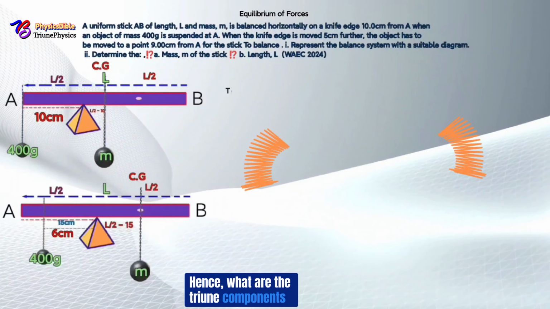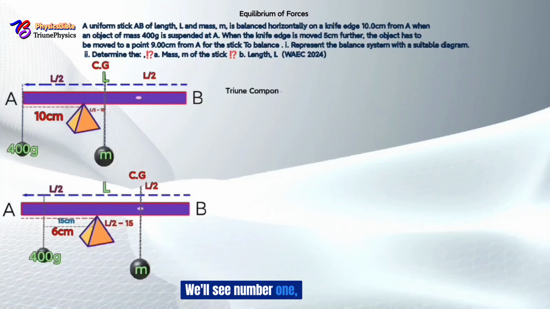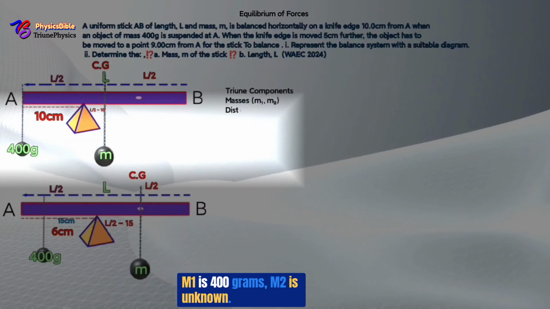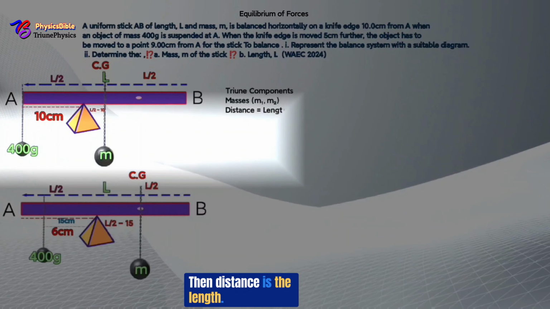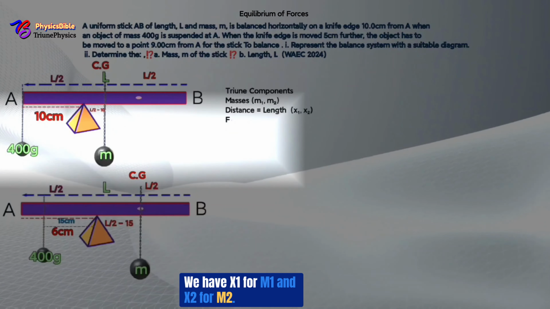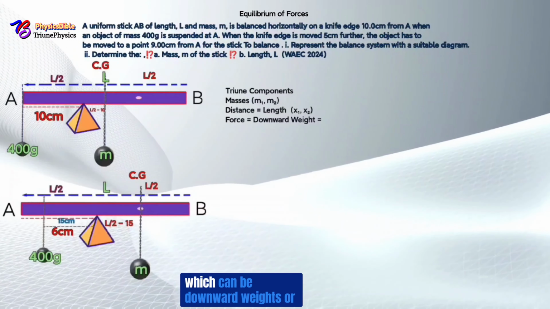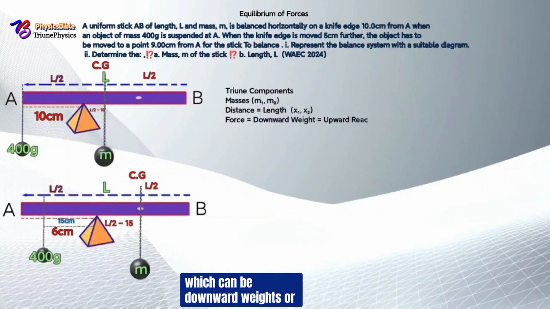Hence, what are the components from this question? Number 1, we have the masses M1 and M2. M1 is 400 grams, M2 is unknown. Then distance is the length. We have x1 for M1 and x2 for M2. Then we have forces, which can be downward weight or upward reaction.